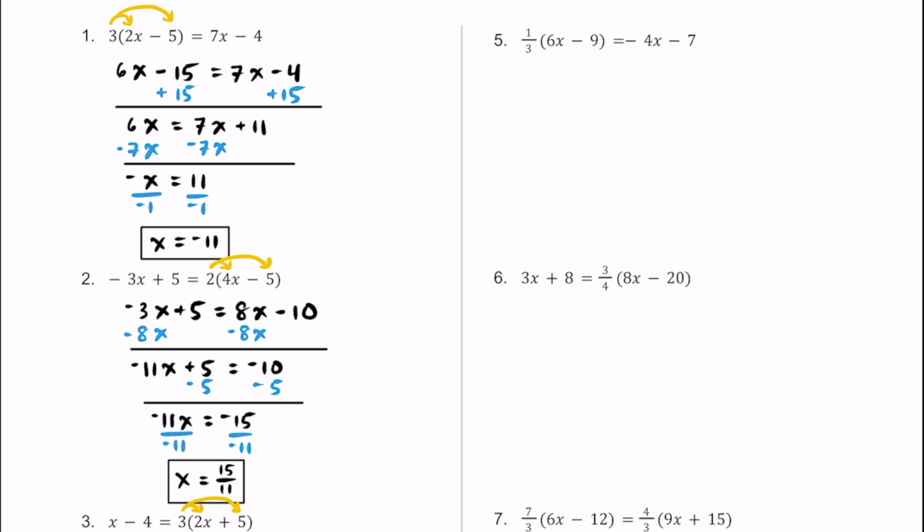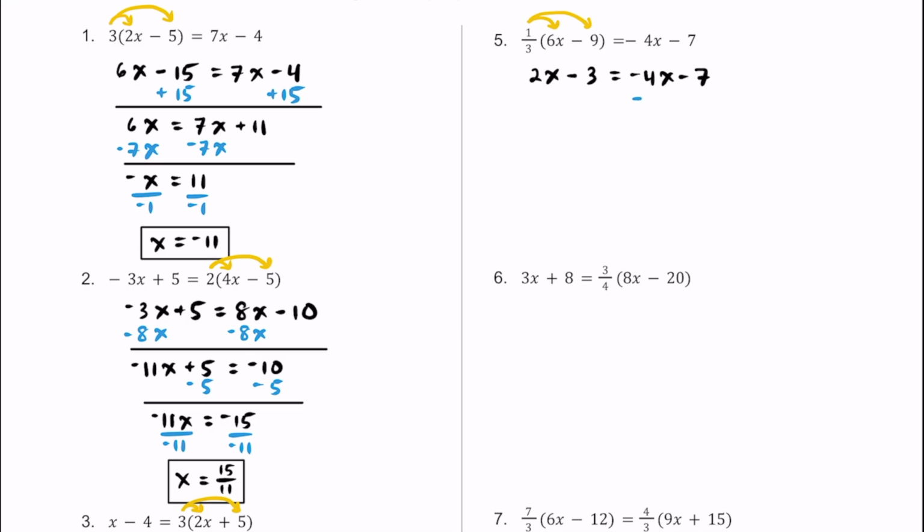For number 5, we have 1/3 times the quantity of this 6x minus 9 is equal to negative 4x minus 7. First, let's go ahead and distribute this 1/3 to each of these terms on the inside. 1/3 of 6 is just equal to 2, so we have 2x, and then 1/3 of 9 is equal to 3, so we have 2x minus 3 is equal to negative 4x minus 7.